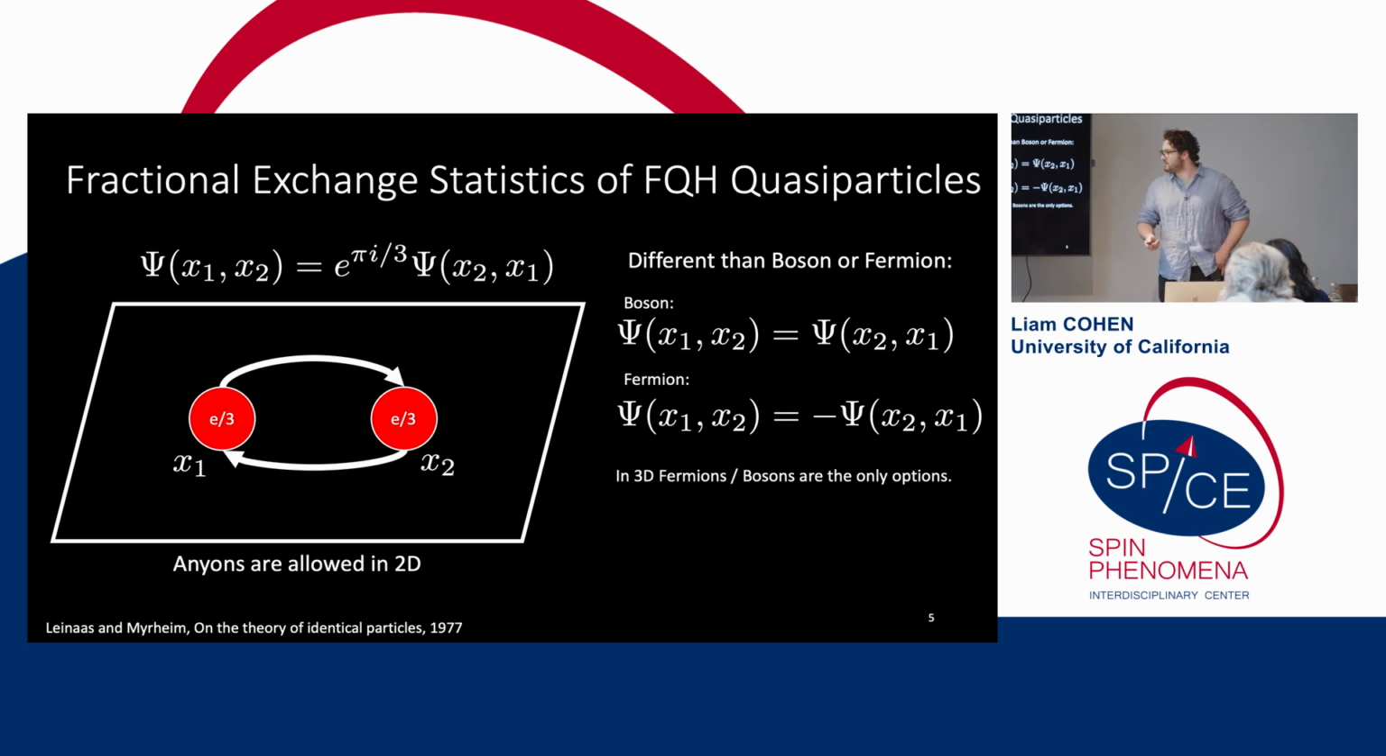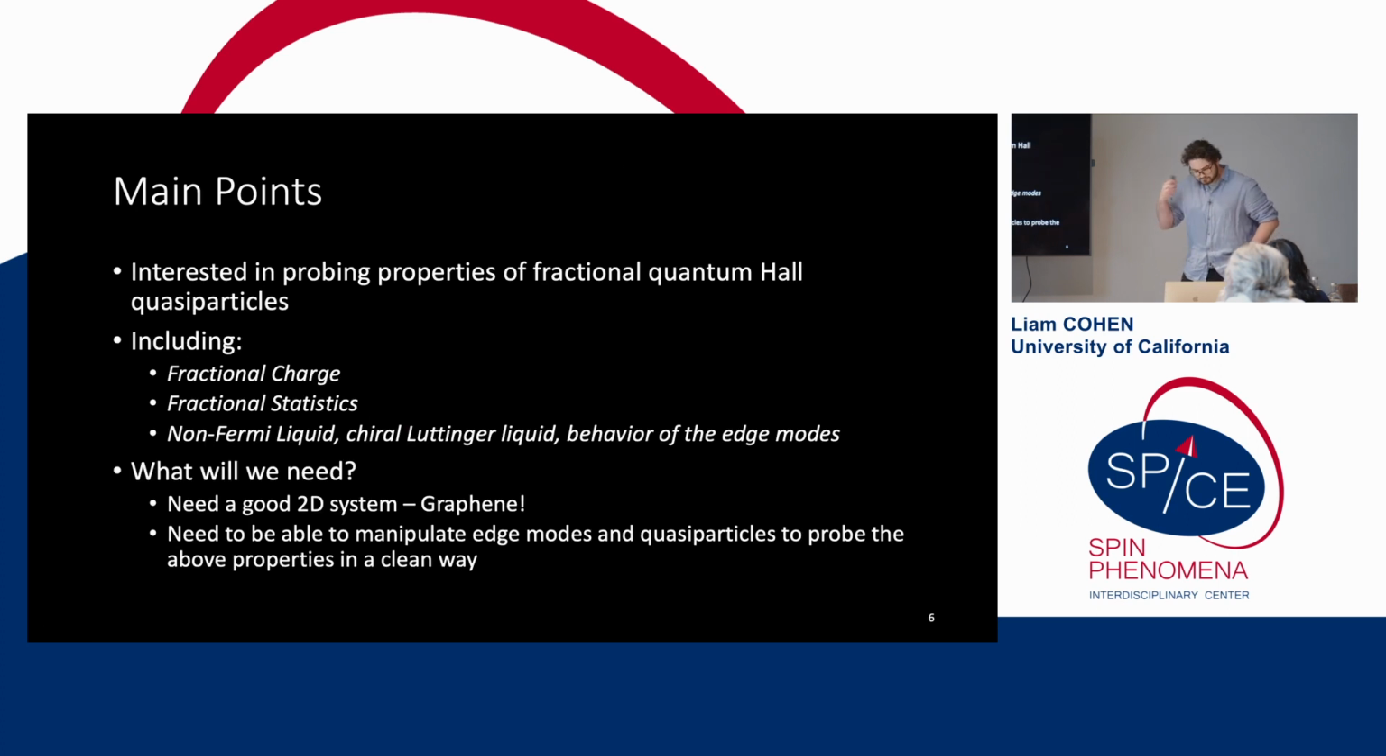And then you also have this very interesting fractional exchange statistics of anyons, where, if you take 2 e/3s, for example, and you swap them, in 2 dimensions, you're allowed to actually have a non-trivial phase when you swap them in the many-body wave function. Okay, so very basic stuff that you're hopefully all familiar with. But we're interested in probing these properties of this system: fractional charge, statistics, and non-Fermi liquid behavior. And I'll talk about experiments that touched on all 3 of these.